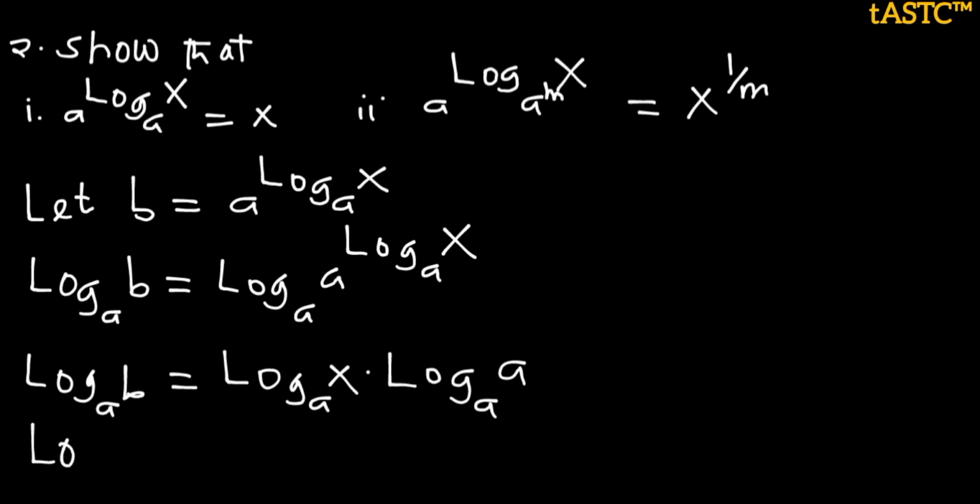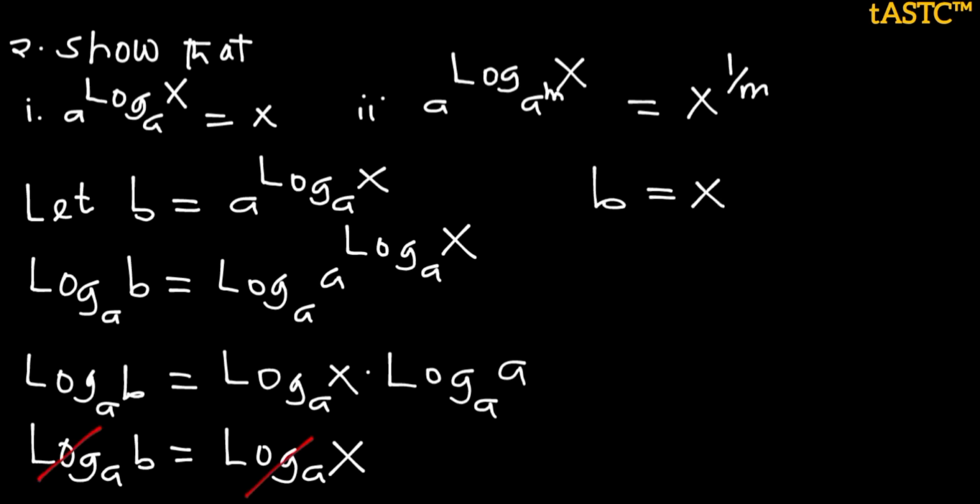So I'm just going to have log to the base a of b, and that will be equal to log to the base a of x. Now notice that we have log to the base a on the right hand side as well as on the left. So from here we can actually cancel these out. And if we did that, we're going to have that b will be equal to x.